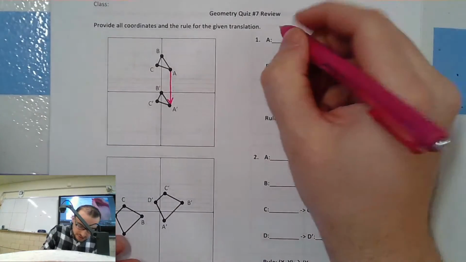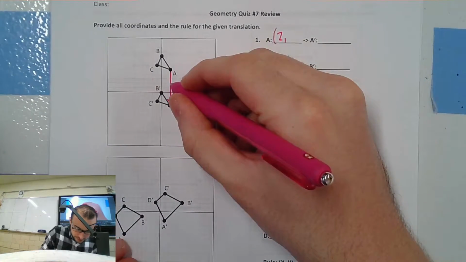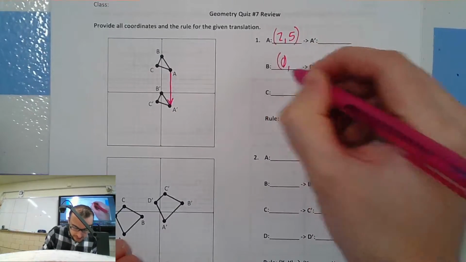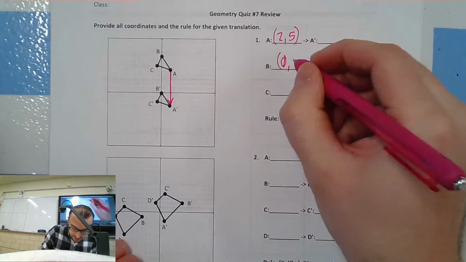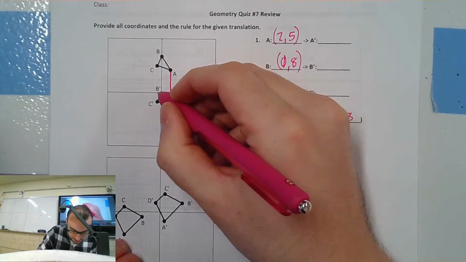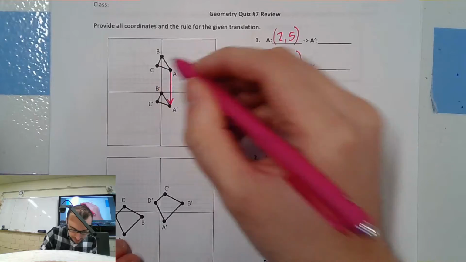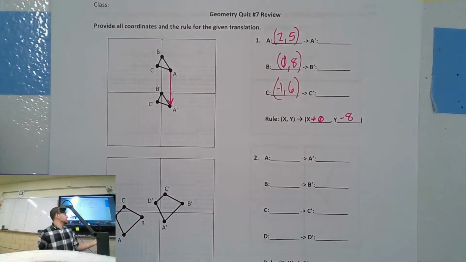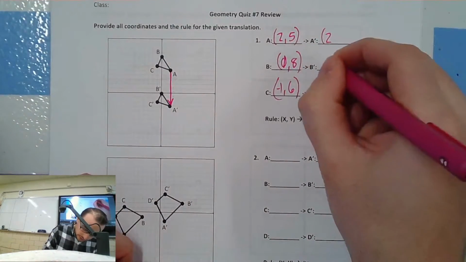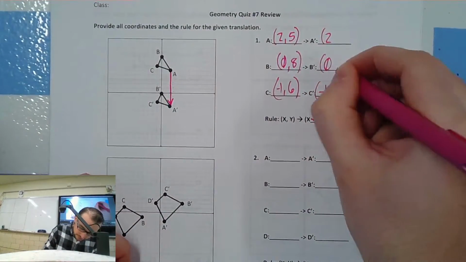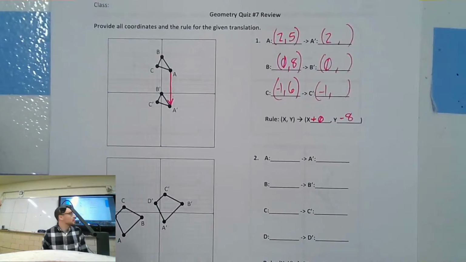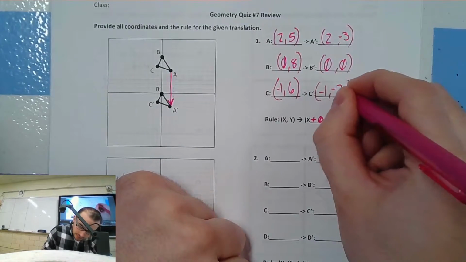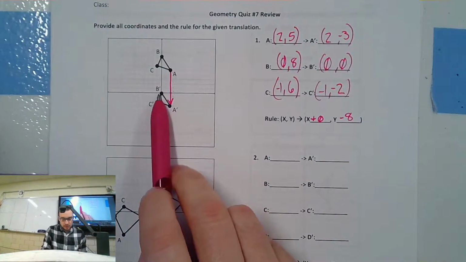Awesome. Well, A appears to be at 2, 1, 2, 3, 4, 5. B appears to be at 0, 5, 6, 7, 8. And C appears to be at negative 1, 1, 2, 3, 4, 5, 6. Yep. And when we apply this rule, we'll get 2, 0, and negative 1. And then we'll get minus 8. When we subtract 8, we'll get negative 3, 0, and negative 2, which is the coordinates for our primes.